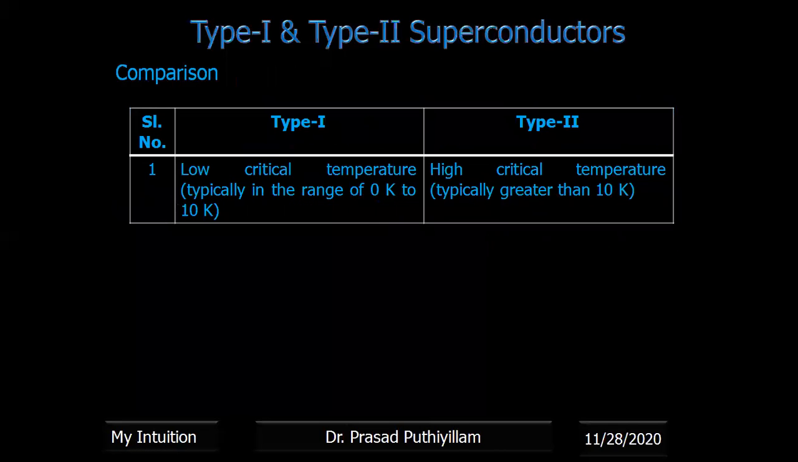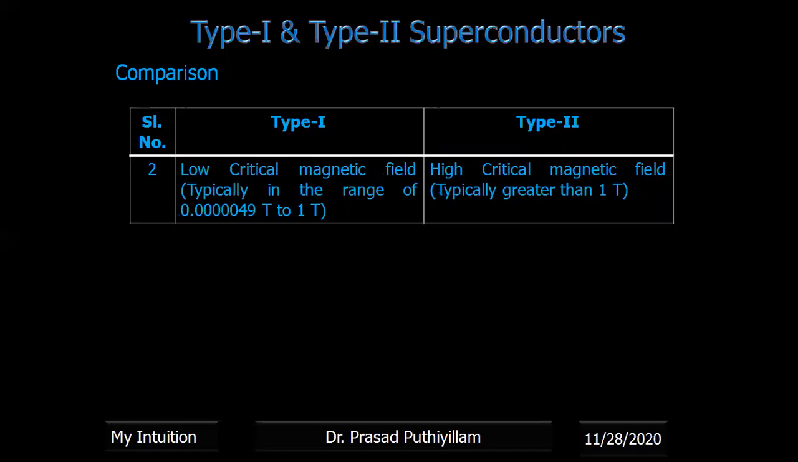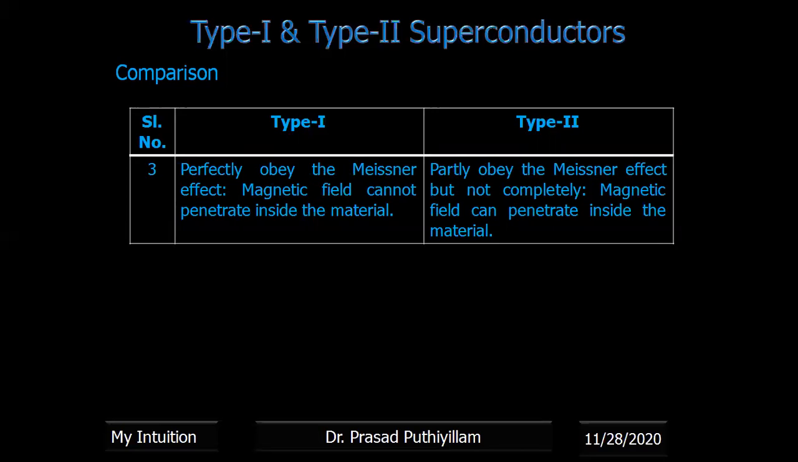If you compare type 1 and type 2, first comparison: low critical temperature in the range of 0 Kelvin to 10 Kelvin in the case of type 1, and high critical temperature greater than 10 Kelvin for type 2. Low critical magnetic field, typically in the range of 0.000049 Tesla to 1 Tesla in type 1; in the case of type 2, it is greater than 1 Tesla. Type 1 perfectly obeys the Meissner effect, so the magnetic field cannot penetrate inside the material, whereas type 2 partially obeys the Meissner effect.